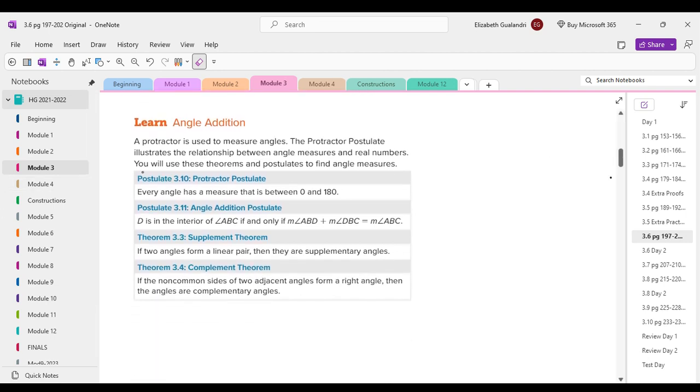The first thing that they talk about is the protractor postulate. Let's just kind of skip over that for now. You're not going to use it within proofs. So essentially it's just saying know how to use a protractor.